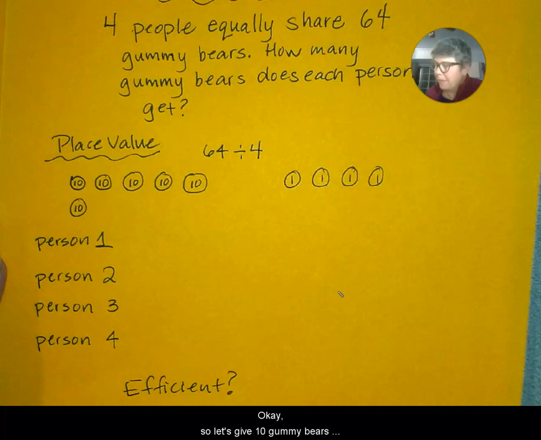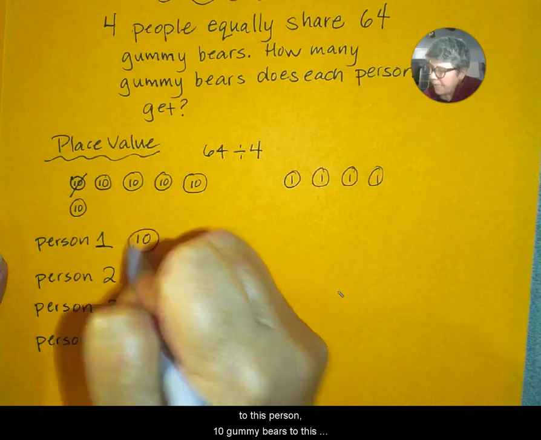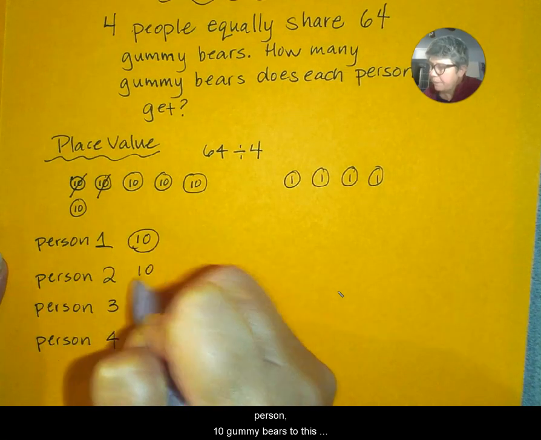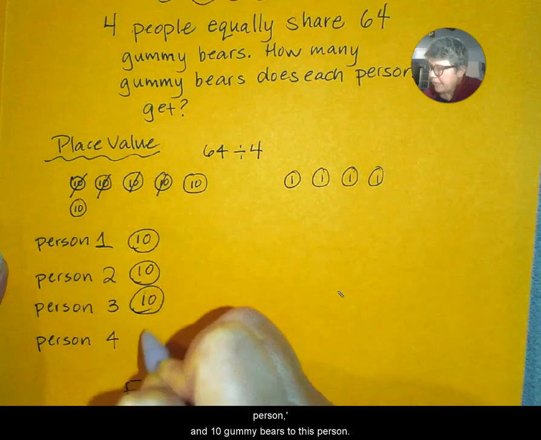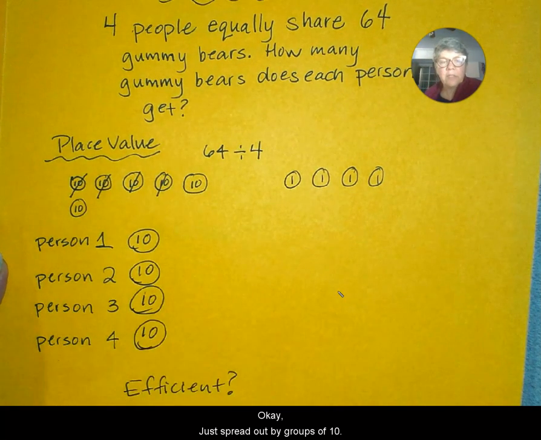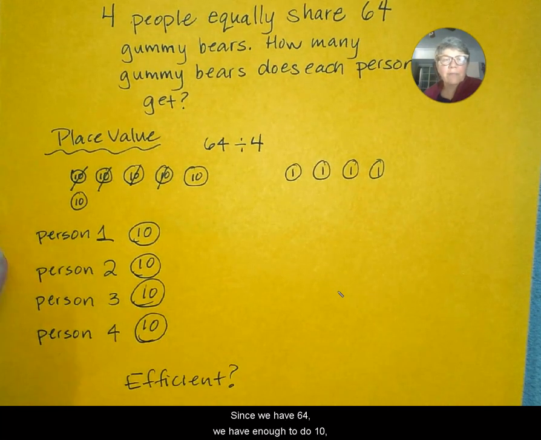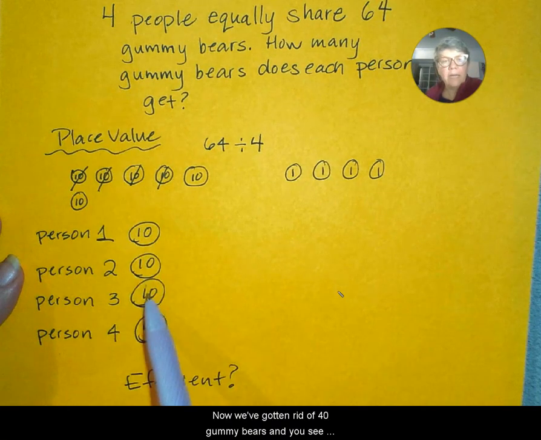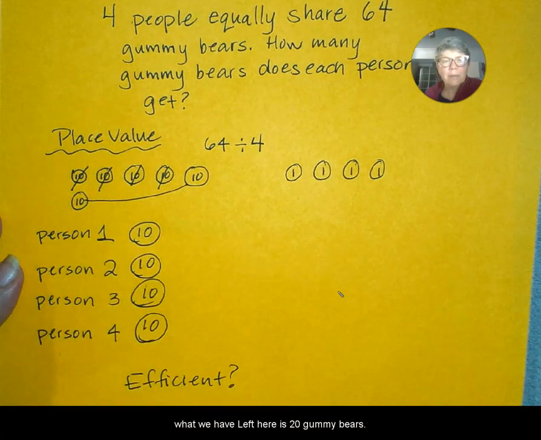Okay, so let's give 10 gummy bears to this person, 10 gummy bears to this person, 10 gummy bears to this person, and 10 gummy bears to this person. Okay, just spread out by groups of 10. Since we have 64, we have enough to do 10, 20, 30, 40. Now we've gotten rid of 40 gummy bears, and you see what we have left here is 20 gummy bears.